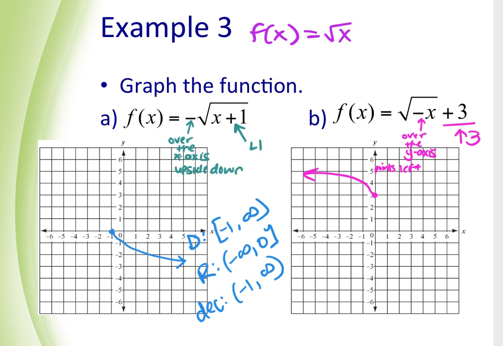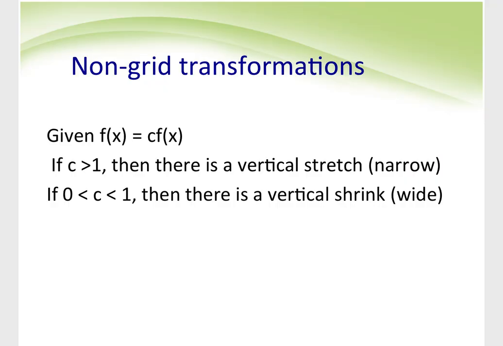Everybody good so far? Okay. Non-rigid transformations. There are 2 types. There's vertical and horizontal. We're just going to focus on the vertical for now, okay? The vertical transformation is called a vertical stretch or vertical shrink. In the AP language, they say vertical stretch and vertical compression. It means the same thing, okay? But they changed the language.